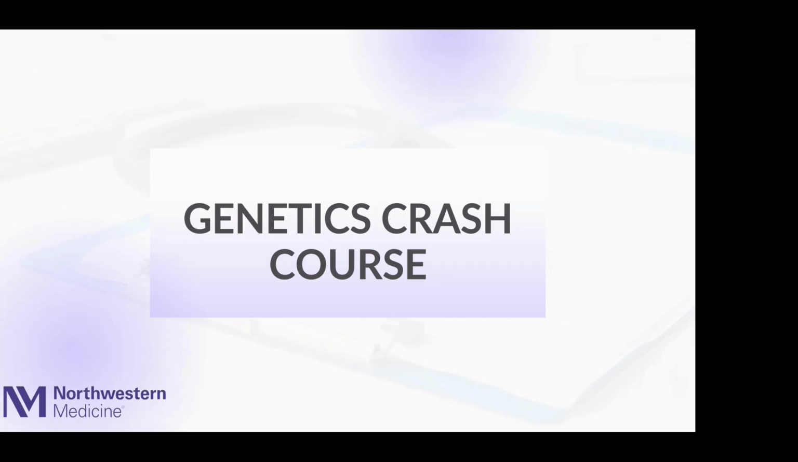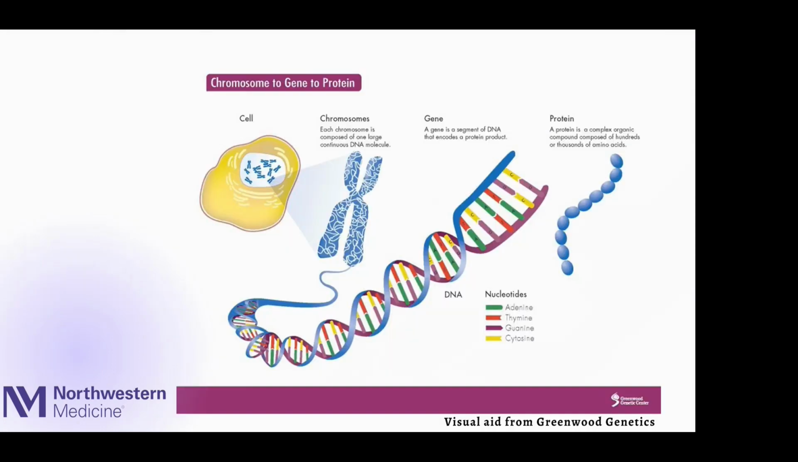So first, let's start with a brief genetics crash course. I feel that this information is really helpful in guiding our understanding of cancer genetics and even the role that testing and counseling play. I know this slide may look like a lot, but I'm going to walk you through what it means. Essentially, we are all made up of cells, that yellow blob on the left side, and we're made up of millions of cells.